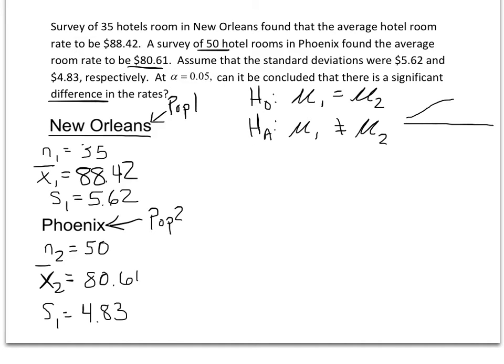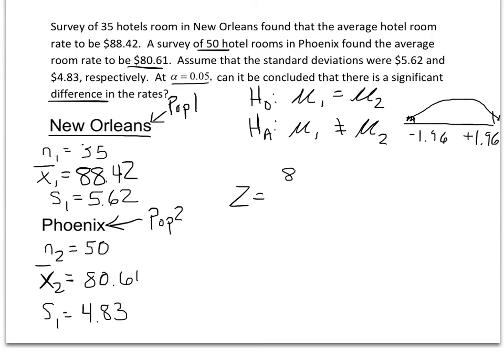Just like we did with one sample, we're going to cut a little bit off both sides. In this case, since we're talking about a 5% significance, 2.5% on both sides. And we're going to find critical values of negative 1.96 and positive 1.96. Now I define my test statistic.